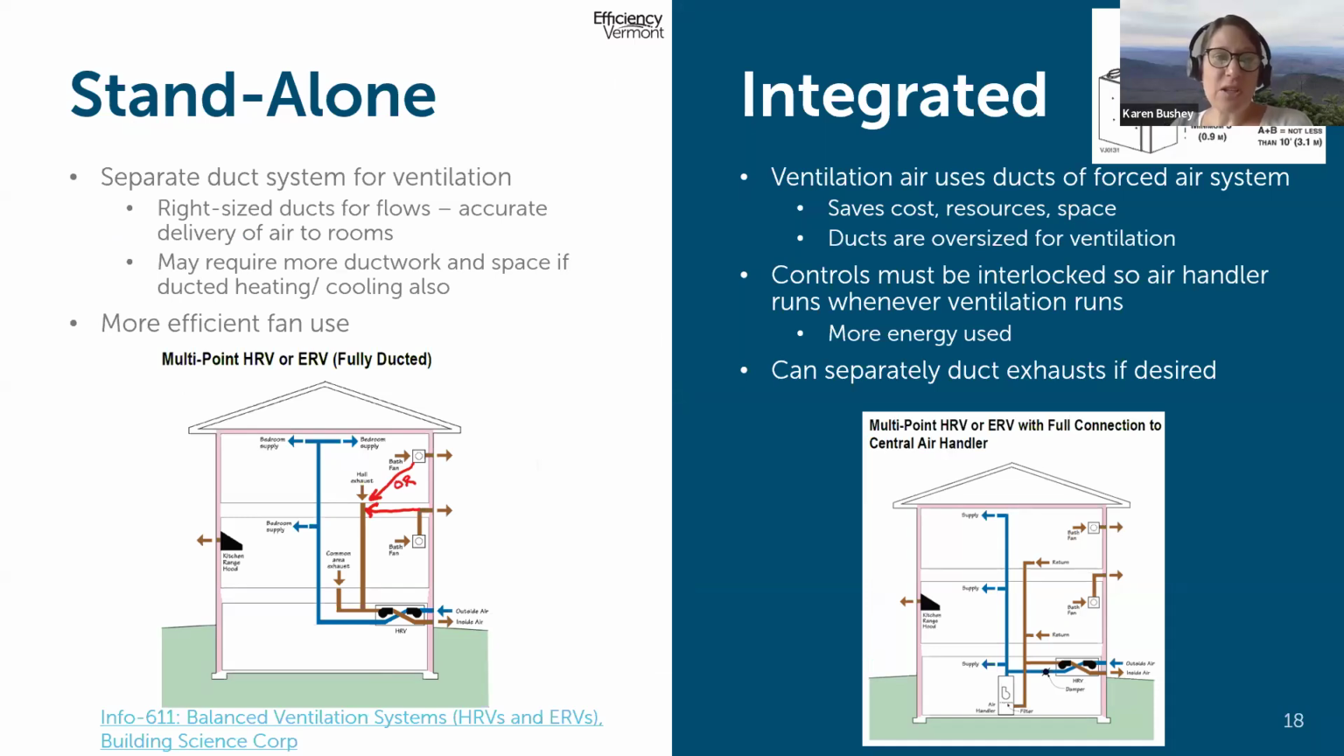So for standalone systems, completely separate heating and cooling and completely separate ventilation, the benefits of that are you're able to right size the ducts for each application because the amount of air that you need for ventilation is so much less than you need for heating and cooling in general. So you're able to use smaller duct systems for your ventilation and ensure that you're getting fresh air delivery to each of your rooms in your house and design the system for that.